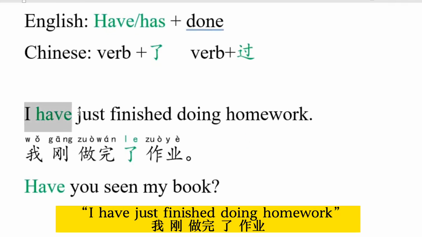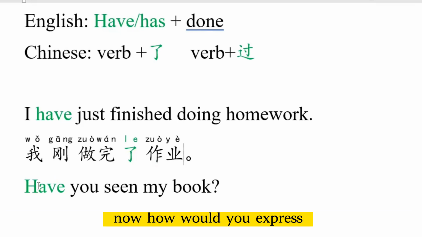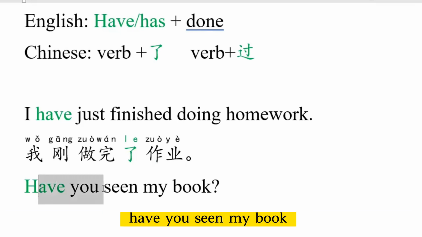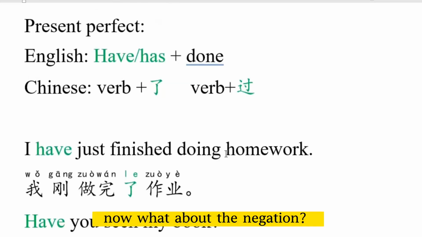I have just finished doing homework. 我刚做完了作业. The verb is 做完, finish doing, and then the le after it. Now, how would you express, have you seen my book? 你看到了我的书吗?